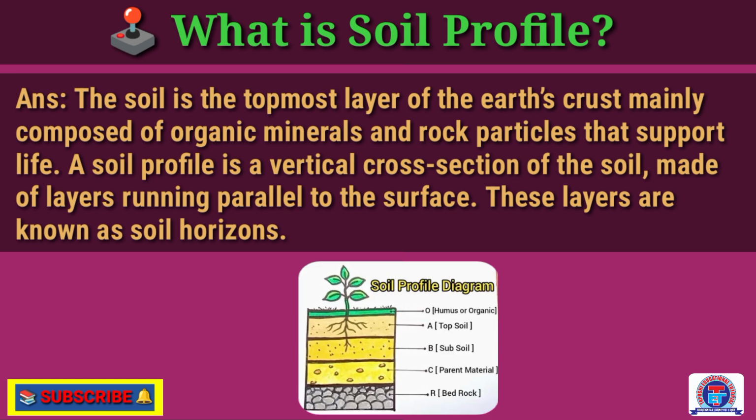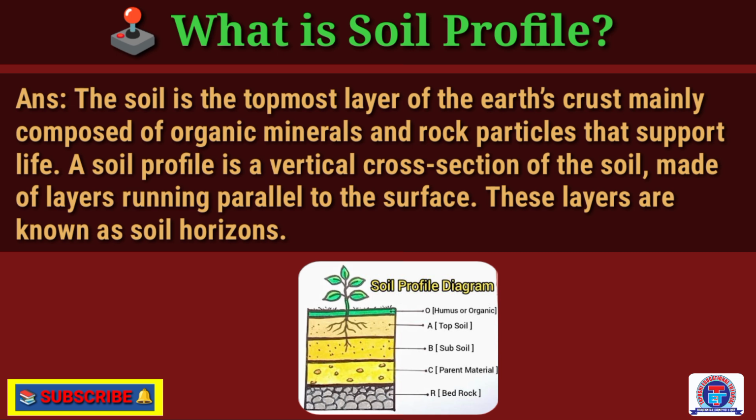Now what is soil profile? The soil is the topmost layer of the earth crust, mainly composed of organic minerals and rock particles that support life. A soil profile is a vertical cross section of the soil made of layers running parallel to the surface. These layers are known as soil horizons, right? So here we understood the soil profile.